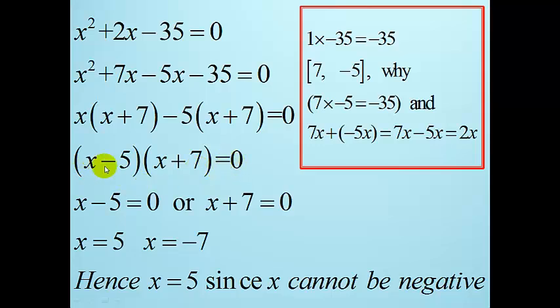Now this means that x minus 5 is equal to 0. And if x minus 5 is equal to 0, then making x the subject, x will be equal to 5. That is, minus 5 on the left hand side becomes plus 5 on the right hand side. Also, x plus 7 is equal to 0, and making x the subject, plus 7 on the left hand side becomes minus 7 on the right hand side. And so the value of x is equal to minus 7. Hence, x equals 5. Since the base cannot be negative, the value of x is equal to 5 and not minus 7.